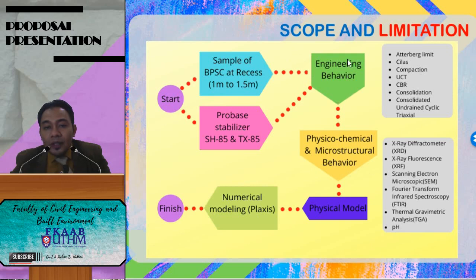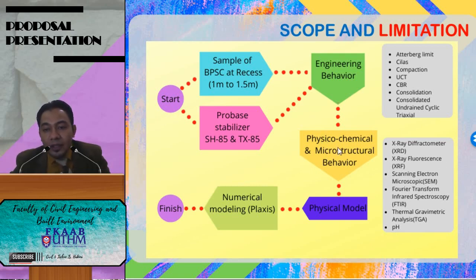And then we can investigate the engineering behavior by using testing like Atterberg limit, sieve analysis, compaction. This is for the properties of the soil. And then UCT to investigate the shear strength, and then CBR to investigate the bearing capacity, and then consolidation to investigate the compressibility behavior, and then the consolidated undrained cyclic triaxial to investigate the cyclic load effect on the cyclic loading.